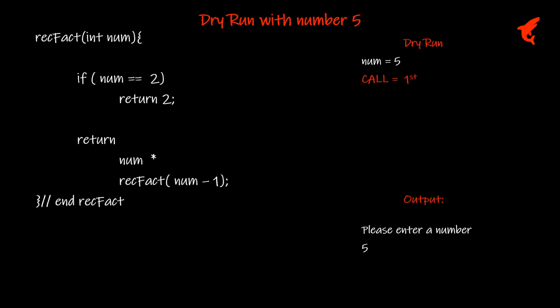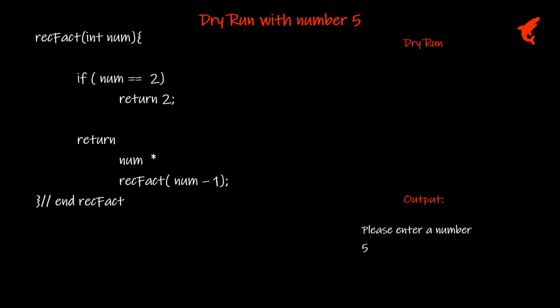The if condition is not true because num value is not 2, and therefore control jumps to the return statement, and in fact goes to the rectfact function call. That is the thing which is called first. It's a function call. So the function call is done, and the argument passed here will be num minus 1, which is 5 minus 1, which is value 4. The function is called.